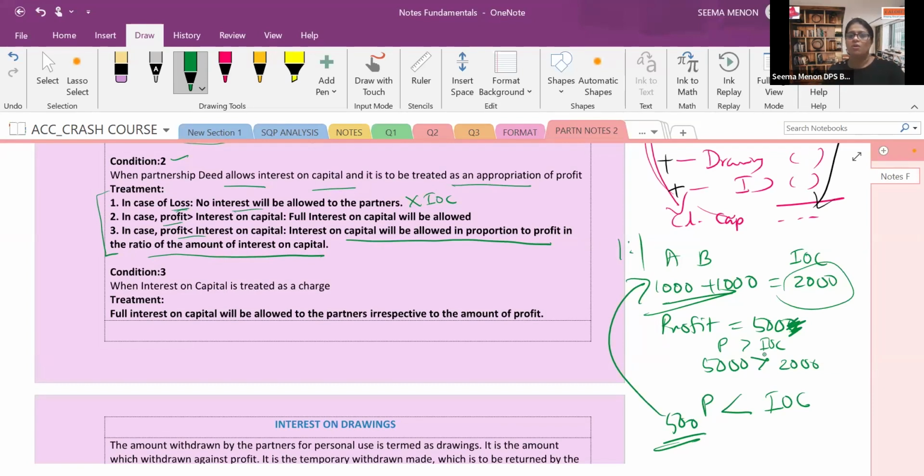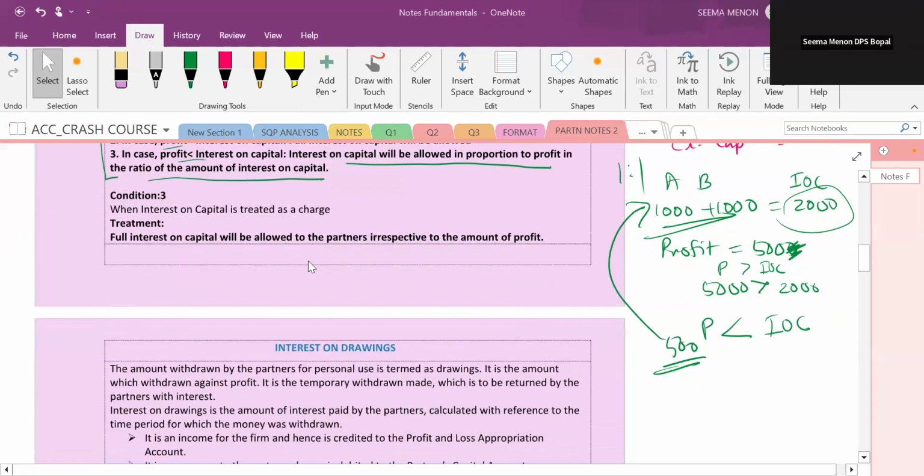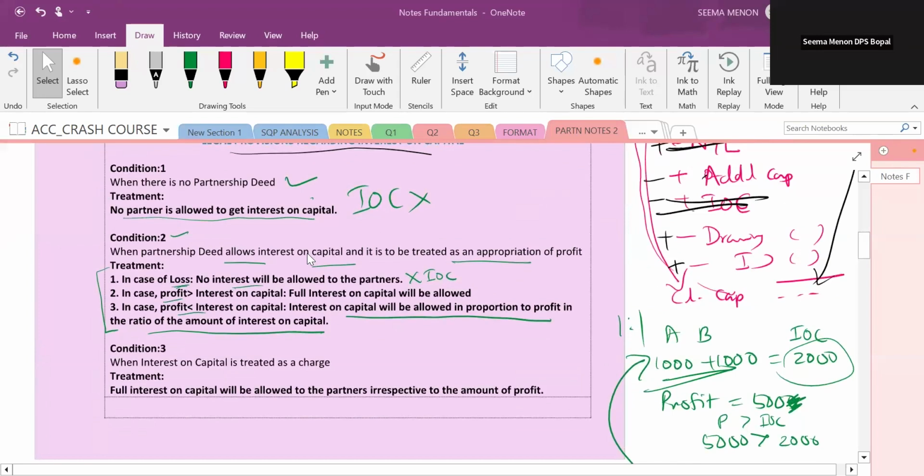We are going to do all this in the practical session. Let's see how it is. Let's see how it will be going on. So these three cases, I hope you are clear with this.